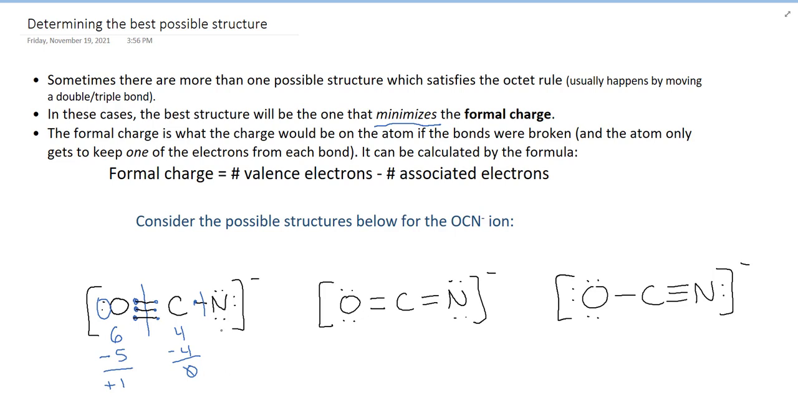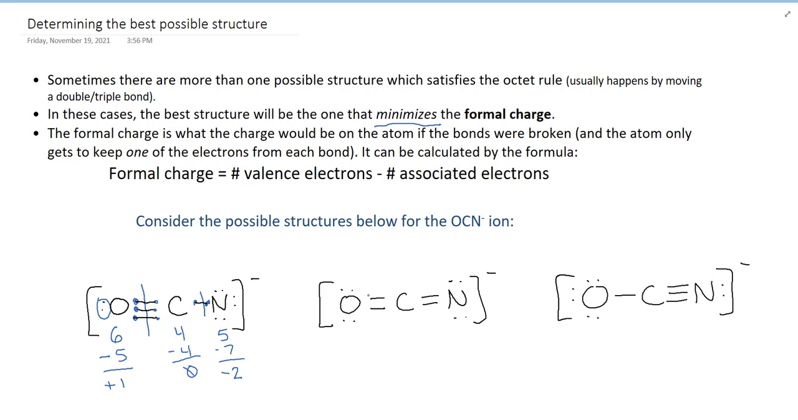Carbon should always end up with a formal charge of 0 for most structures. Now nitrogen. Nitrogen is in group 5, so it starts with 5 valence electrons. This nitrogen has 3 lone pairs for a total of 6 electrons that belong to it, plus 1 more here that it would get if that bond broke. So a total of 7 associated electrons, which gives nitrogen a formal charge of -2. This is probably not going to be a good structure because we have +1 and -2 here.